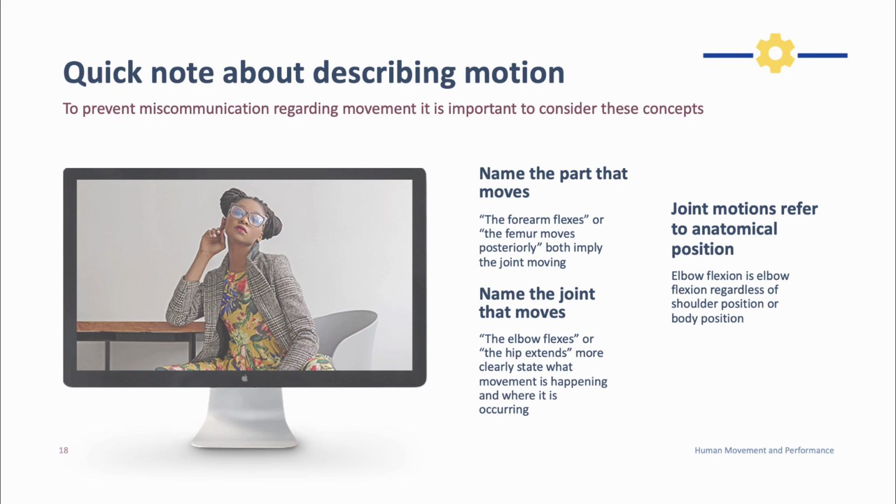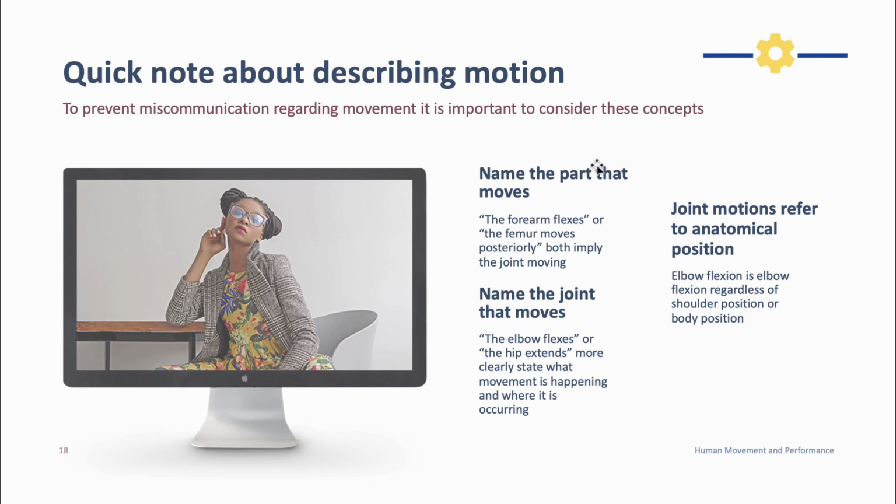So when we are describing motion, which we'll be doing a lot in this whole series and in these courses, you need to name the part of the body that moves, and then we need to name the joint that moves, and we need to refer to how it moves in relation to the anatomical position. So what do I mean by that?